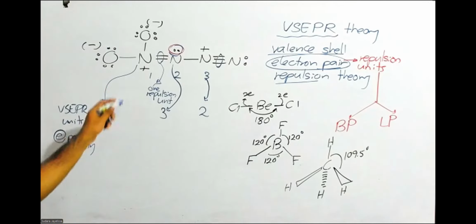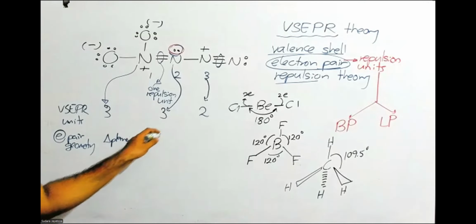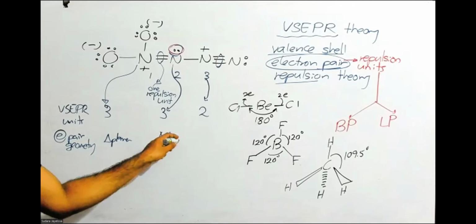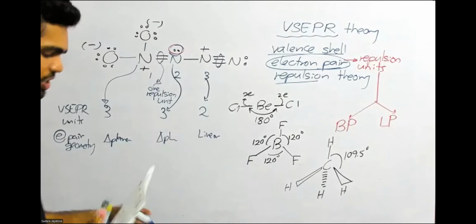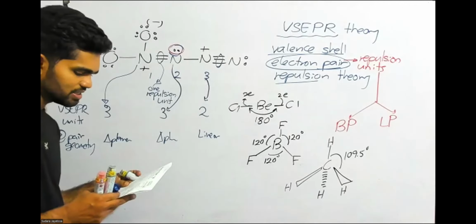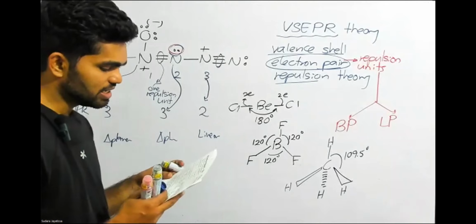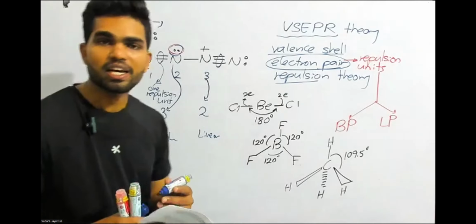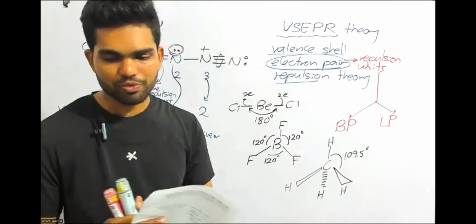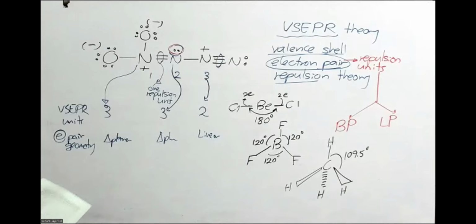If there are 3 repulsion units, it is trigonal planar electron pair geometry. This is also trigonal planar, and this one is linear electron pair geometry. Now check your answers. You have trigonal planar, trigonal planar, linear in only one answer, so the answer must be answer 5. Most of you selected answer 5. Very good. So that's how we decide the electron pair geometry.